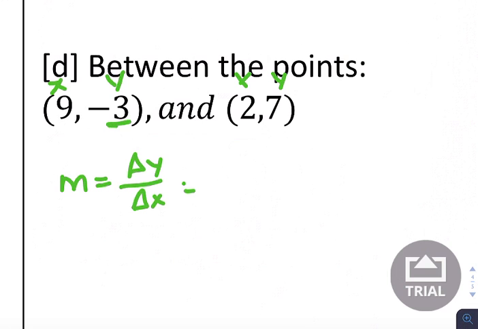So the y goes from -3 to 7. That's a change of +10. At the same time, x goes from 9 to 2. That's a jump of -7. And so my overall slope is just going to be -10/7.